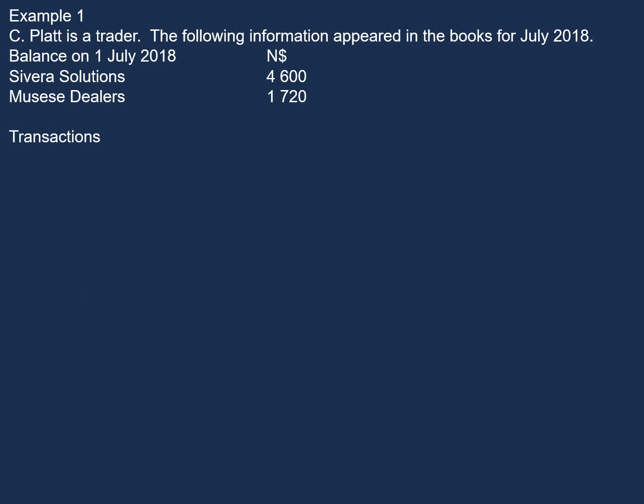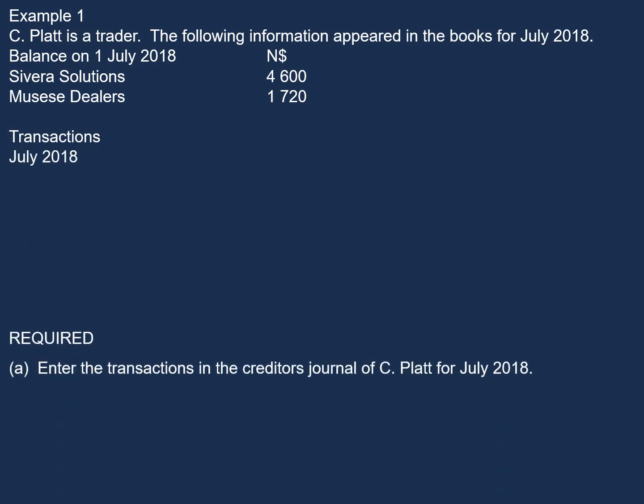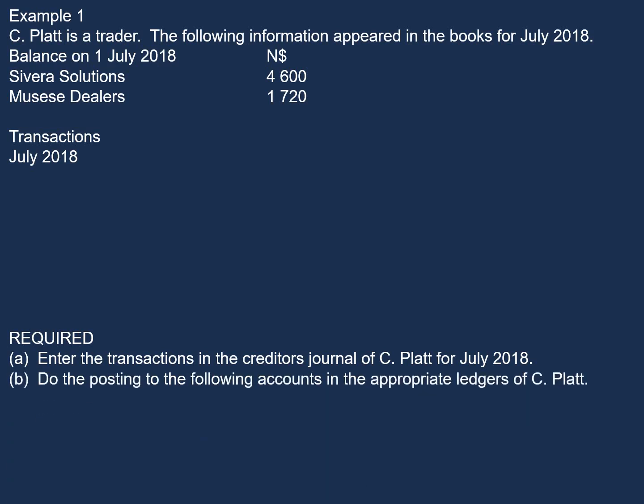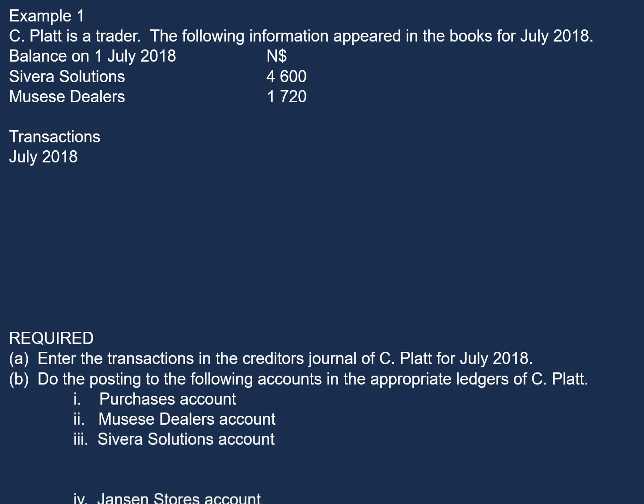Now before we have a look at the transactions for July 2018, let's see what's required. We need to enter the transactions in the creditors journal of Cplat for July 2018, and we need to do the postings to the following accounts in the appropriate ledgers of Cplat. And those accounts are the purchases account, the accounts for Musese Dealers, Severa Solutions, and for Janssen Stores.